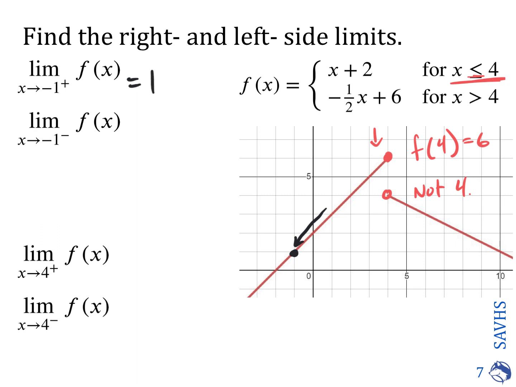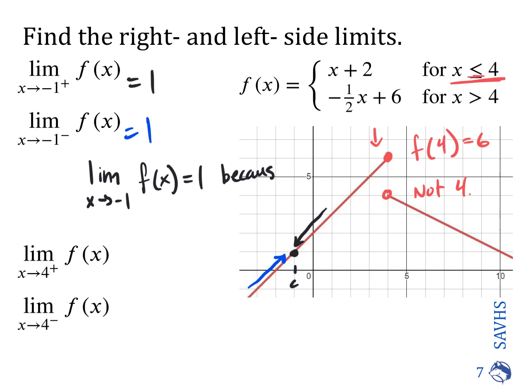The left-sided limit is doing the same thing. It's going to 1 because I can see as you go from the left to the right towards this C value, that gives me 1. Since the left and right side limits match, we can say that the limit of the function as x goes to -1 is 1. Because the left and right match.